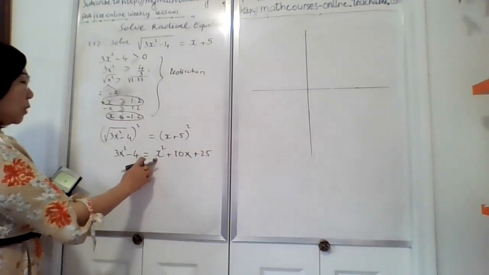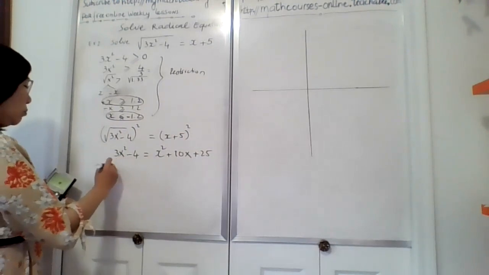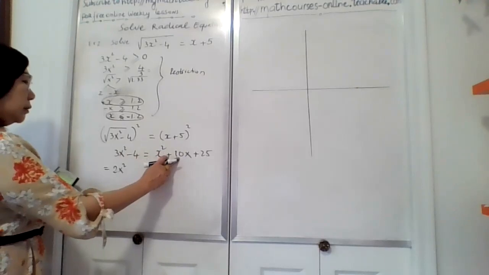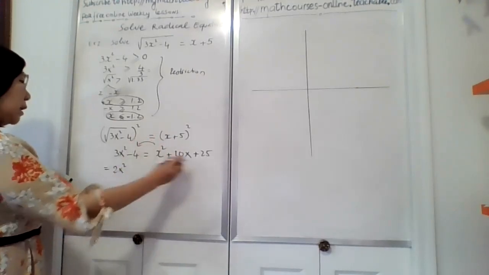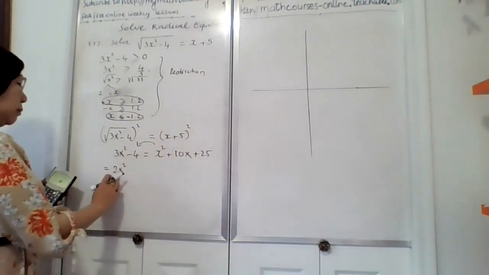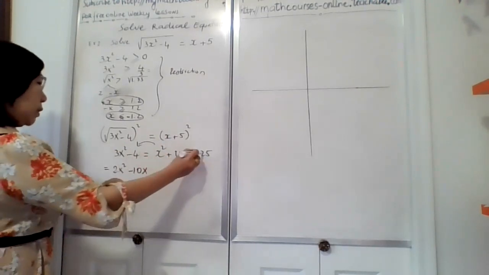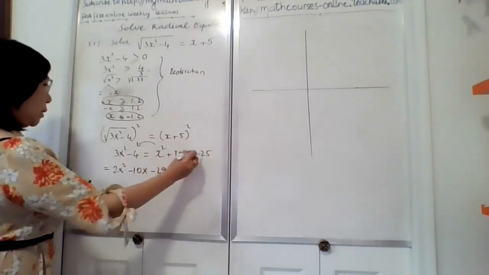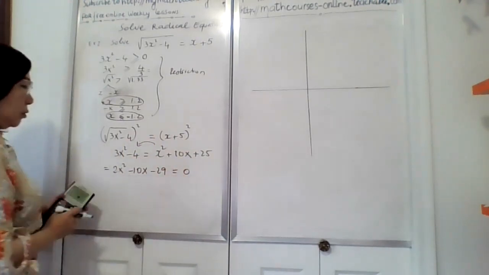Now I can see this is 1x squared. If I move it over, I will take away 1x squared, so this will become 2x squared. The 10x, I'm going to toss everything to the left side, right? So that will become 2x squared minus 10x. And when I move this 25 over, it will be minus 29, because that will be added into this minus, and that equals 0.